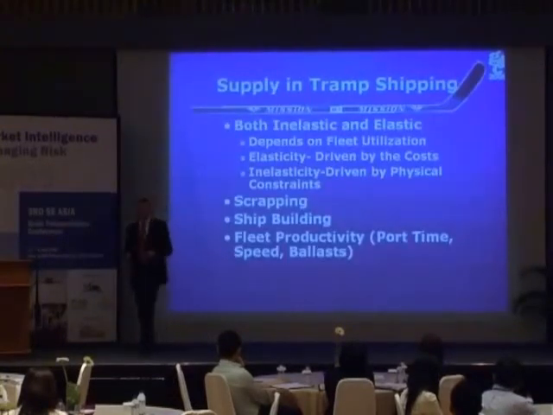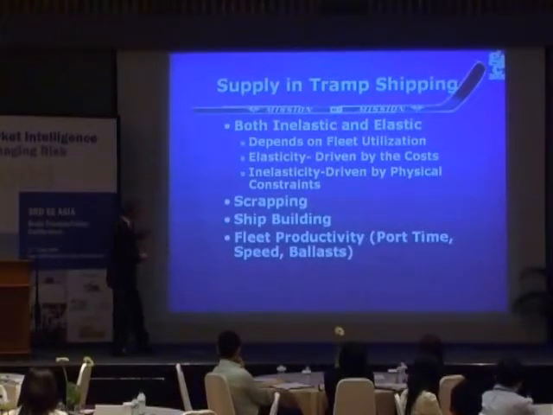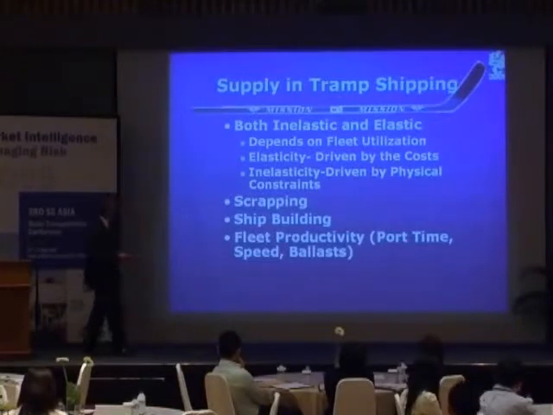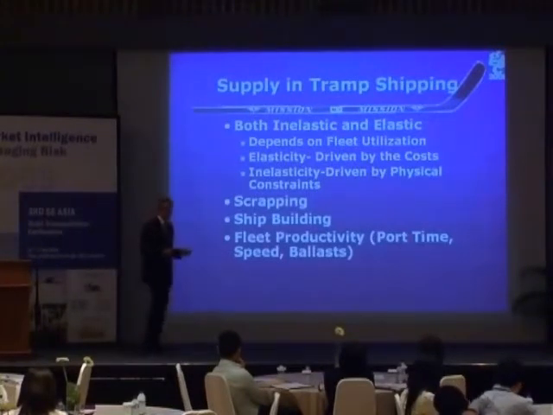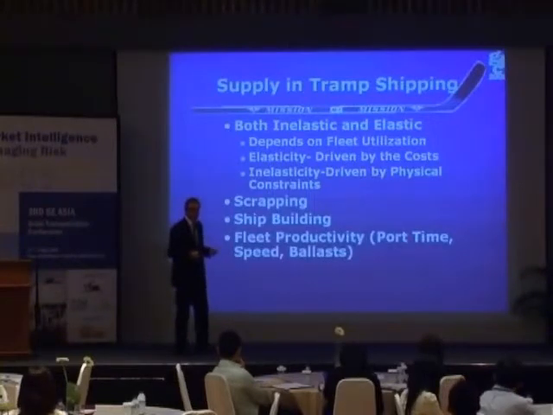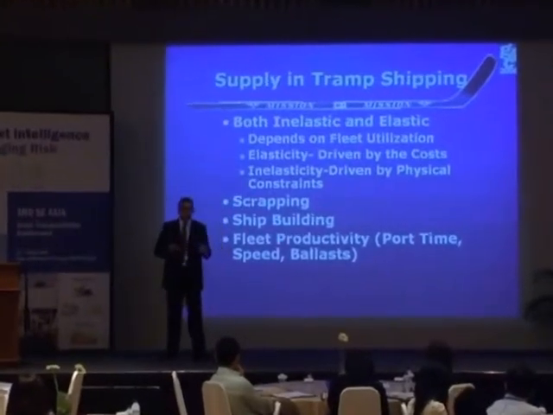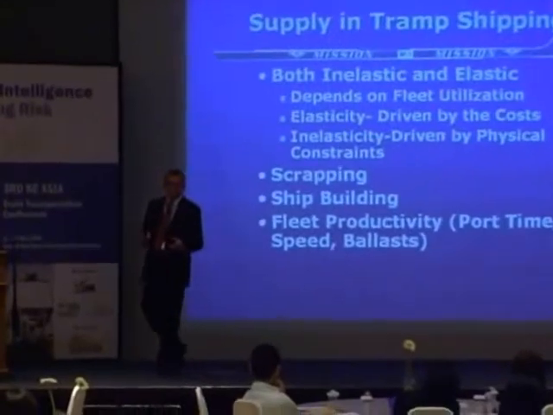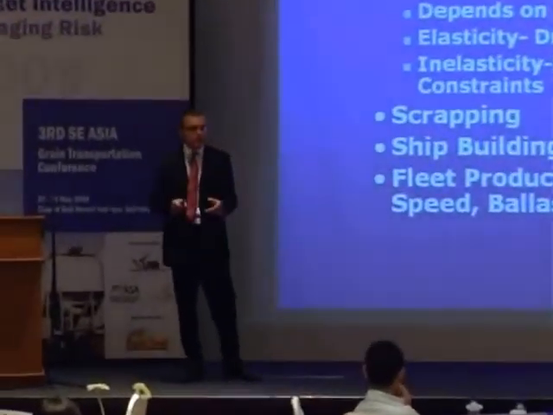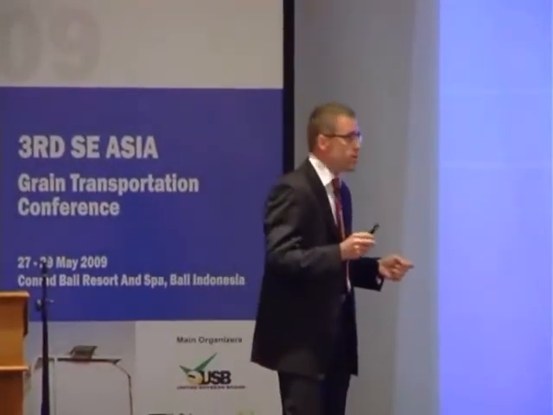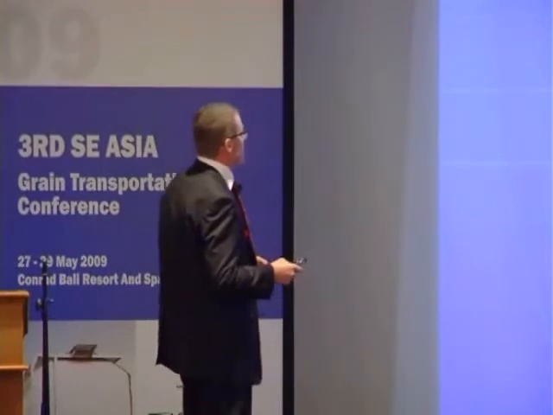Now let's move on to supply. Essentially, the shape of supply resembles the hockey stick, hence the name. The key difference between demand in shipping and supply in shipping is that supply operates in two regions. In the region of perfect elasticity and then perfect inelasticity. Which out of the two it's going to be will depend on the fleet utilization.